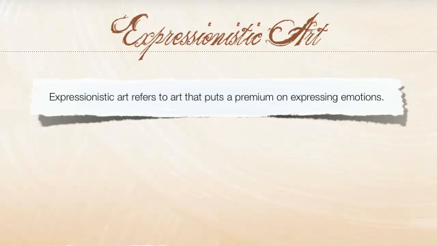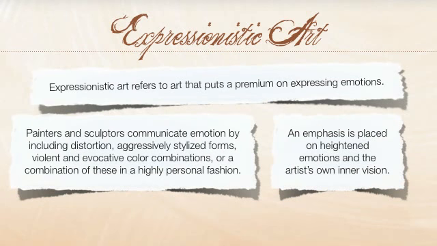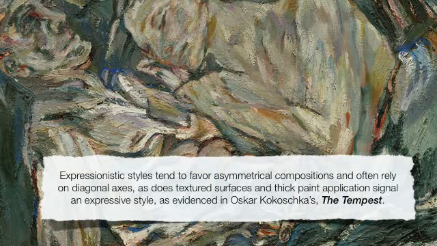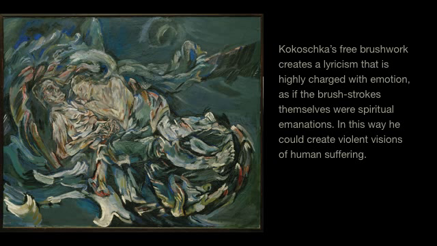Expressionistic art refers to art that puts a premium on expressing emotions. Painters and sculptors communicate emotion by including distortion, aggressively stylized forms, violent and evocative color combinations, or a combination of these in a highly personal fashion. An emphasis is placed on heightened emotions and the artist's own inner vision. Expressionistic styles tend to favor asymmetrical compositions and often rely on diagonal axes, as do textured surfaces and thick paint application signal an expressive style, as evidenced in Oskar Kokoschka's The Tempest. Kokoschka's free brushwork creates a lyricism that is highly charged with emotion, as if the brushstrokes themselves were spiritual emanations. In this way, he could create violent visions of human suffering.